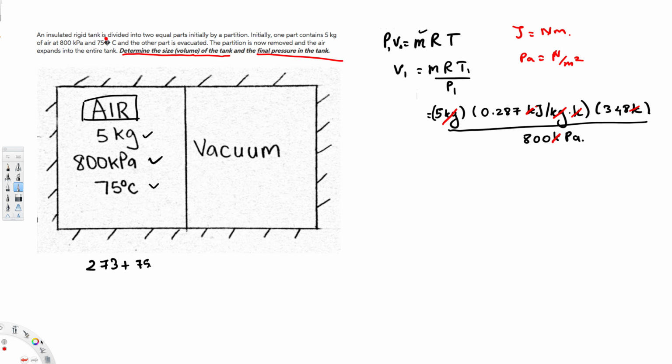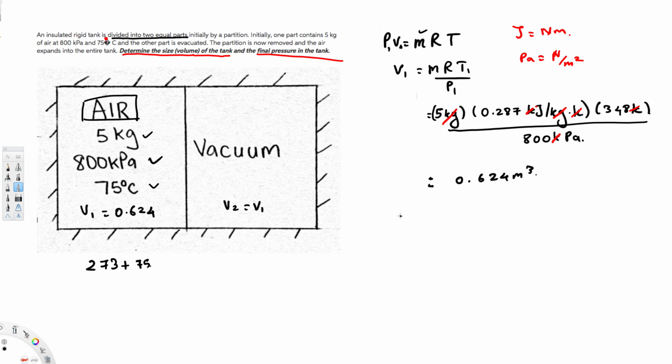Now let's do the calculation. If you plug it in the calculator, you will get 0.624 meter cubed. So that's going to be the answer for this one. And they are saying this tank is divided into two equal parts. Divided into two equal parts means that to find the total volume, I have to multiply this one by 2, because we found this volume, V1, equal to 0.624. V2 is also equal to V1, because it is divided equally.